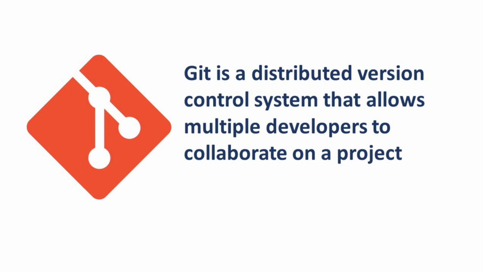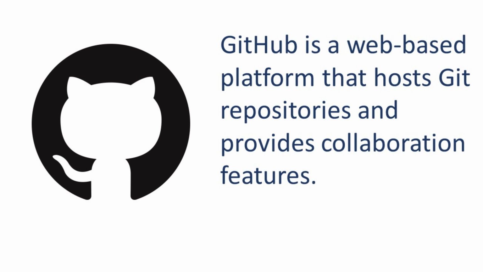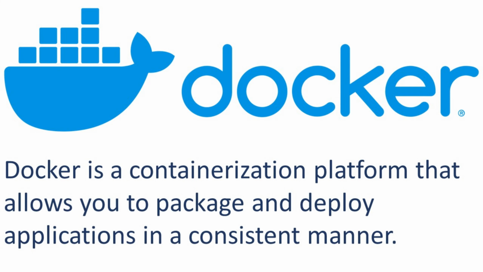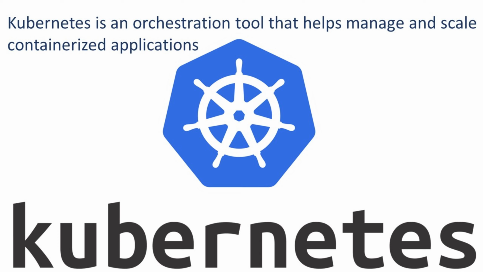Git is a distributed version control system that allows multiple developers to collaborate on a project. Second, GitHub is a web-based platform that hosts Git repositories and provides collaboration features. Third, Jenkins is an open source automation server that helps with continuous integration and delivery. Fourth, Docker is a containerization platform that allows you to package and deploy applications. And last, Kubernetes is an orchestration tool that helps manage and scale containerized applications.